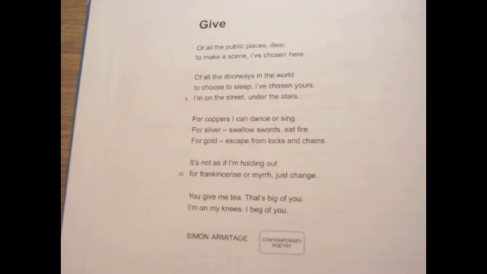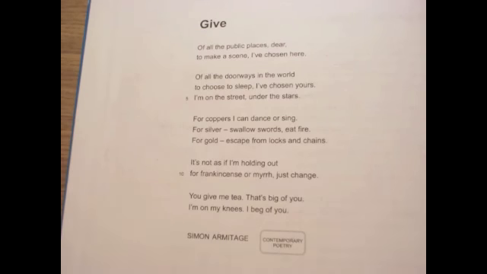Okay, we're back to Simon Armitage now, and the poem Give. This time he's in character, the character of a homeless person. You'll notice right away the lines are really pared back, and the language is quite simple in this poem.